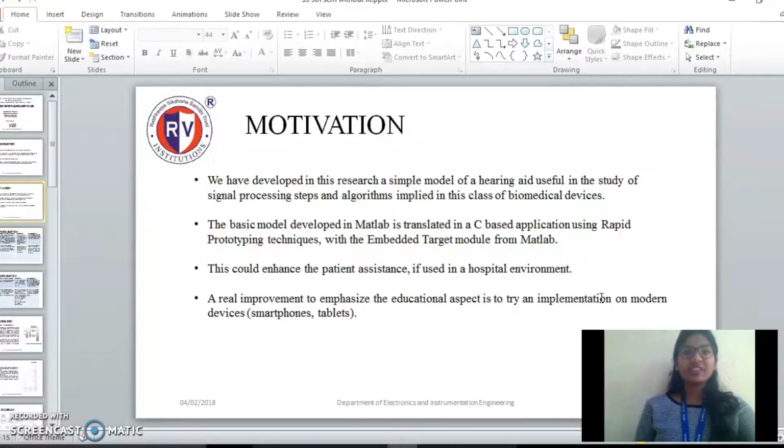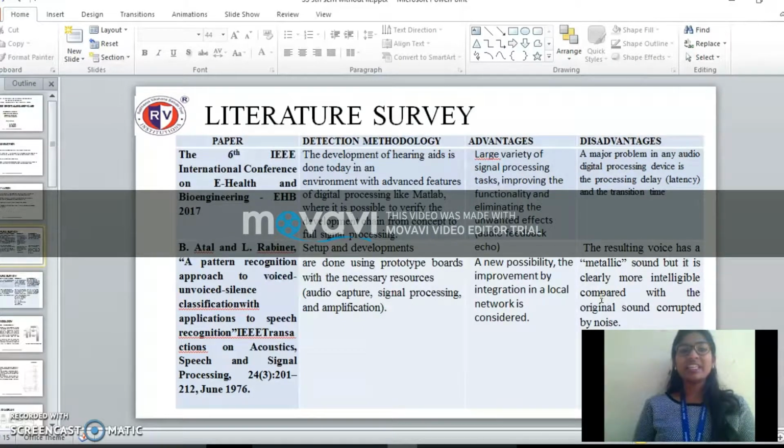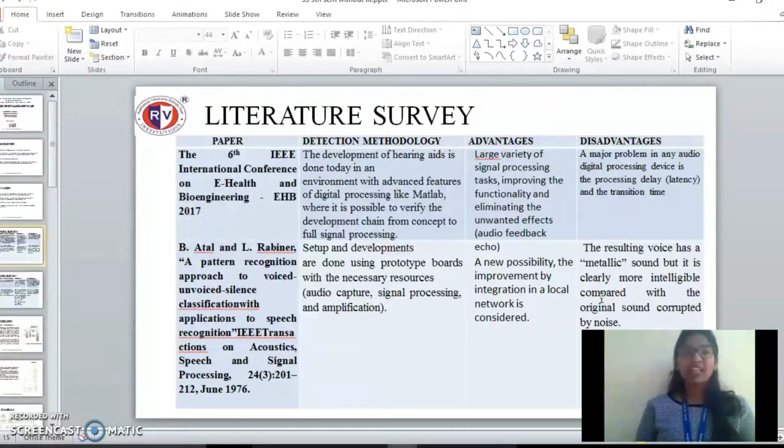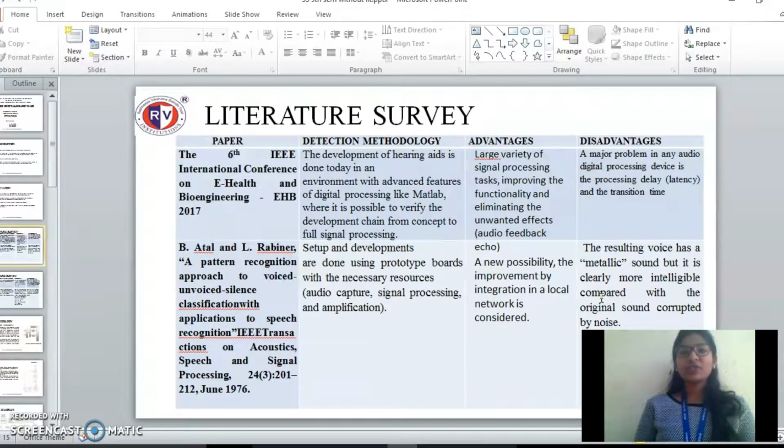The educational aspect is to try and implement it on modern devices like tablets and smartphones. Now coming to the literature survey of this project. The first paper that we have referred to is from the 6th IEEE International Conference on E-Health and Bioengineering. The detection methodology used here is that the development of hearing aids is done today in an environment with advanced features of digital processing like MATLAB, where it is possible to verify the development chain from concept to full signal processing. Next, advantages: the large variety of signal processing tasks, improving the functionality and eliminating unwanted effects.